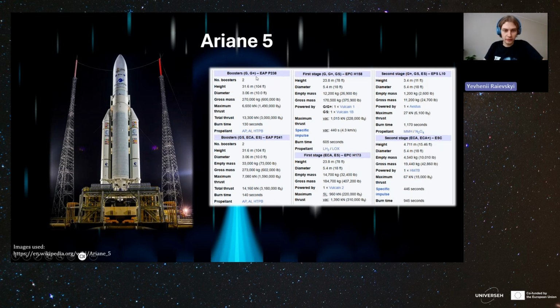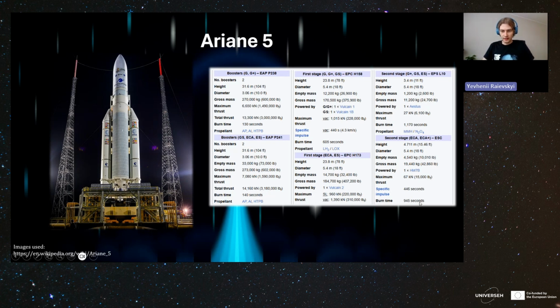And here, for example, for boosters, you use a solid mixture: ammonium perchlorate, aluminium, and HDPB. This is a binder which binds those together. And at the first stage, here is used cryogenic mixture of hydrogen and oxygen. And in the second stage, there is used bipropellant mixture of MMH and N2O4.